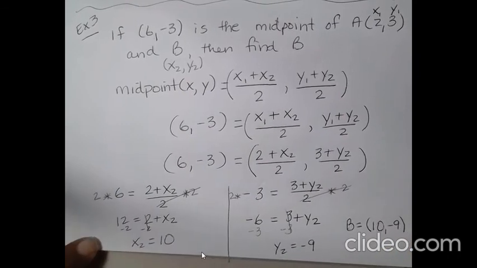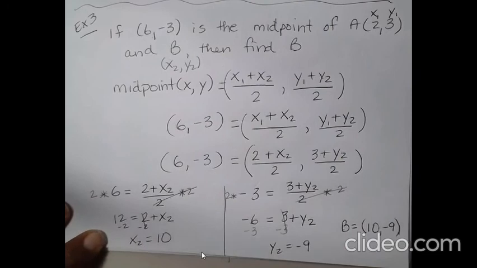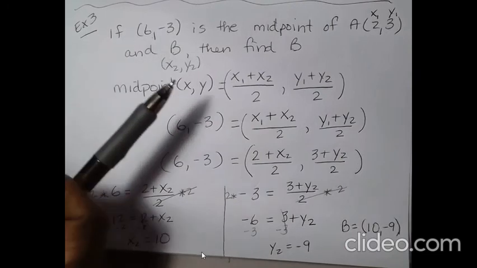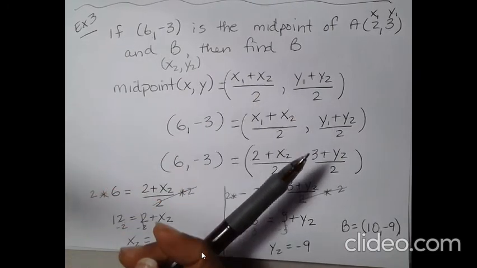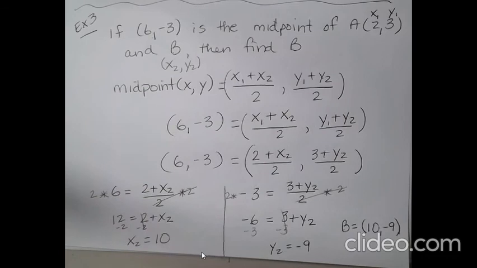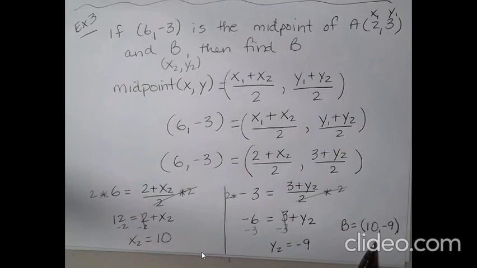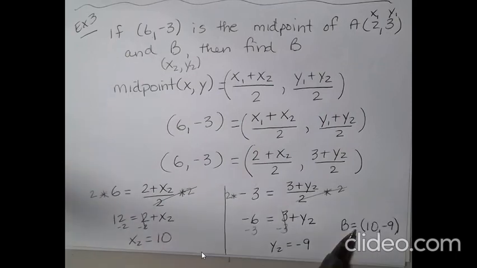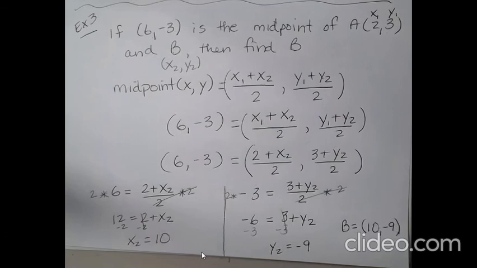We used the midpoint formula and what we did know, which was the midpoint, to fill in the blanks, to leave unknown what we didn't know, and then to work our way backwards. So the point B is (10, -9), and (6, -3) is the midpoint between (10, -9) and (2, 3).